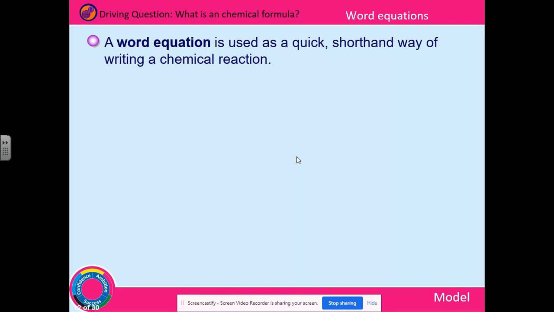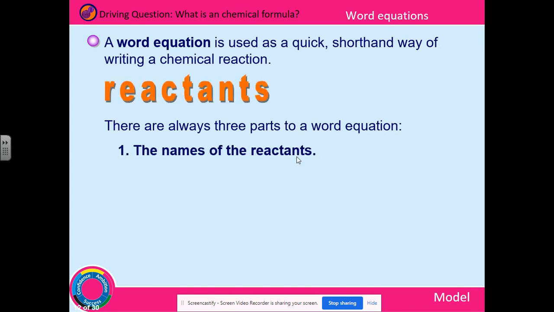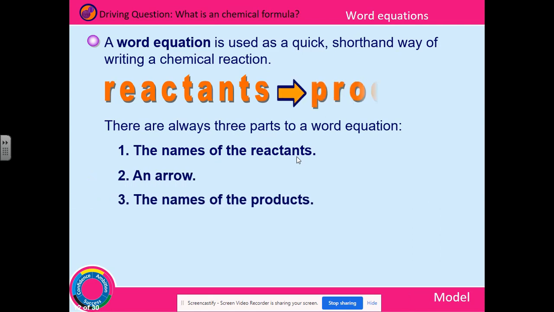A word equation. A word equation is used as a quick shorthand way of writing a chemical reaction. There are always three parts to a word equation: the names of the reactants, an arrow, the names of the products.